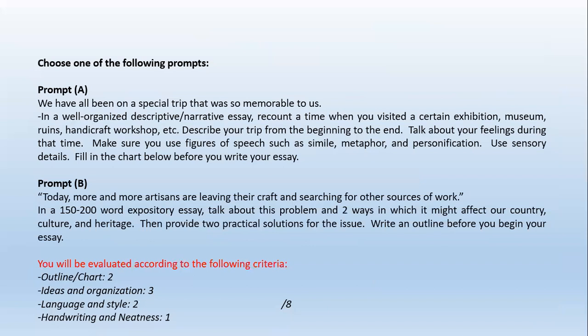So here are two prompts. You could choose one of them to practice writing a descriptive writing. For example, we all have been on a special trip that was so memorable to us and similar to the one you saw before in the model. Prompt B, today more and more artisans are leaving their craft and searching for other sources of work. So in a 150 to 200 word expository essay, you talk about this problem and two ways in which it might affect our country, culture, and heritage, and provide practical solutions.